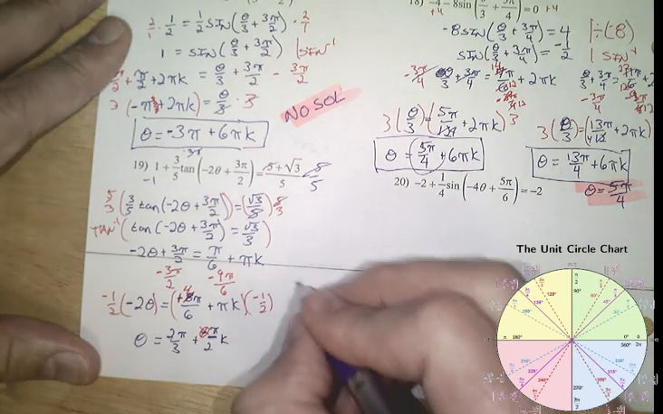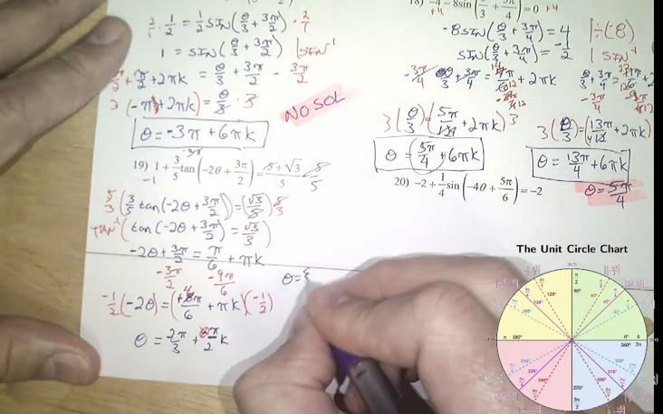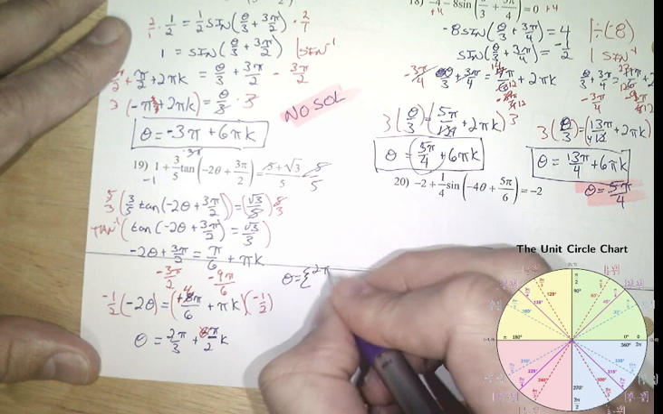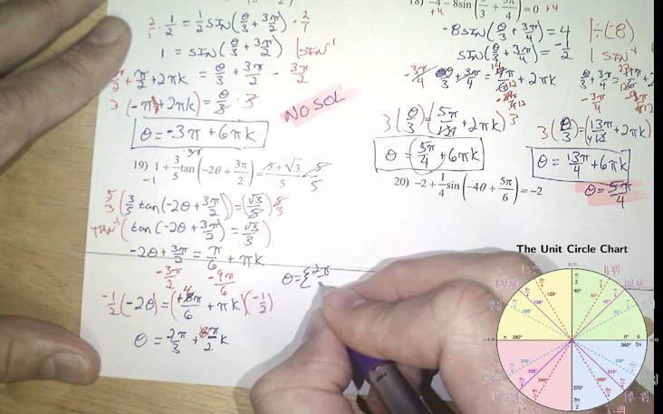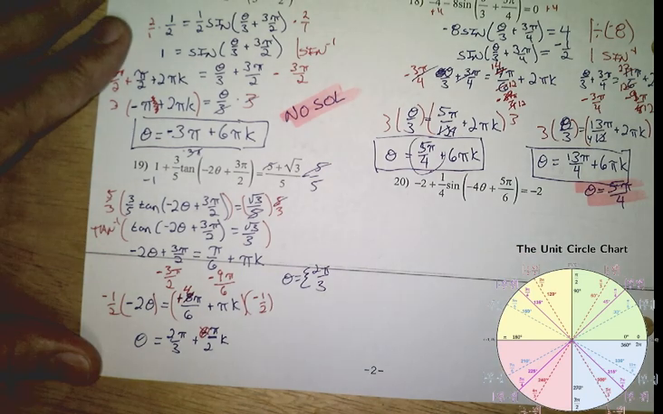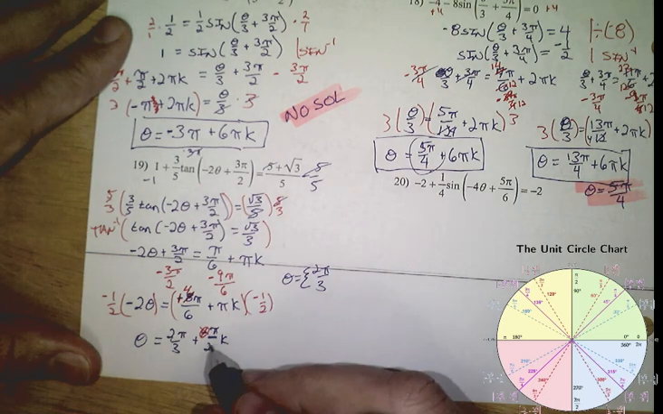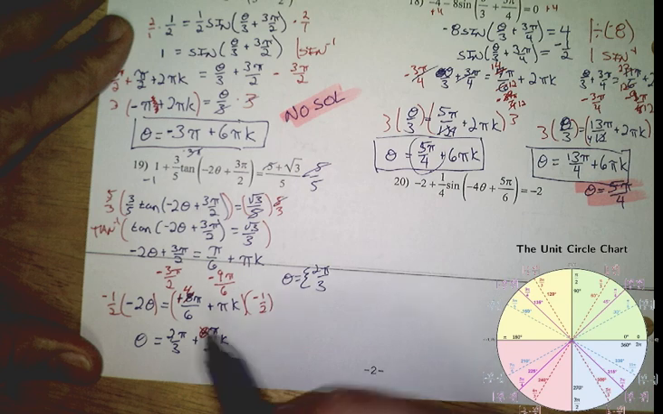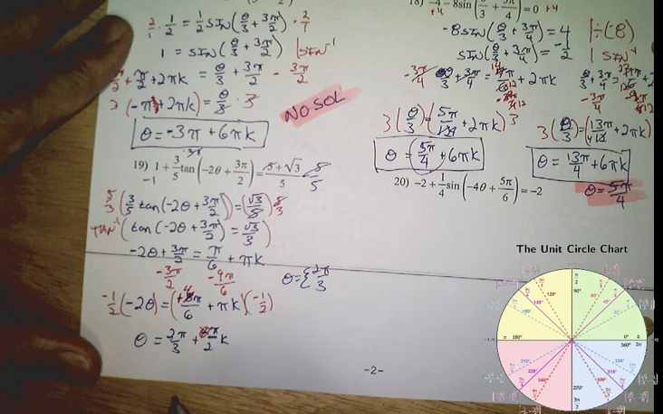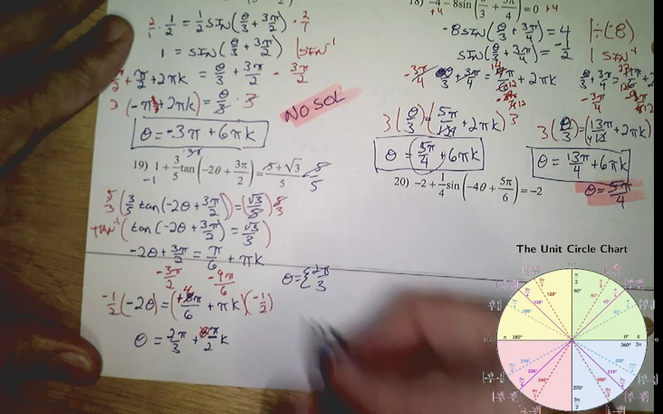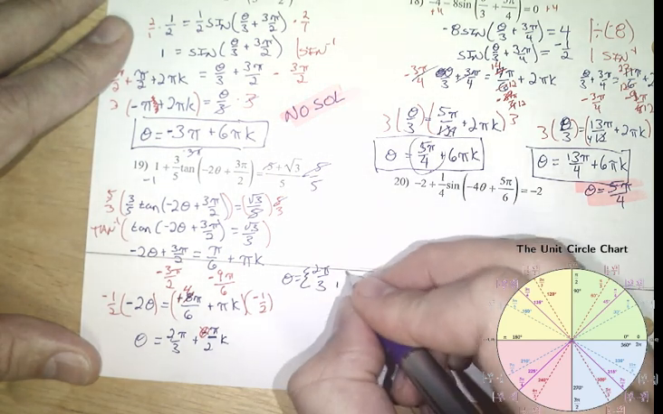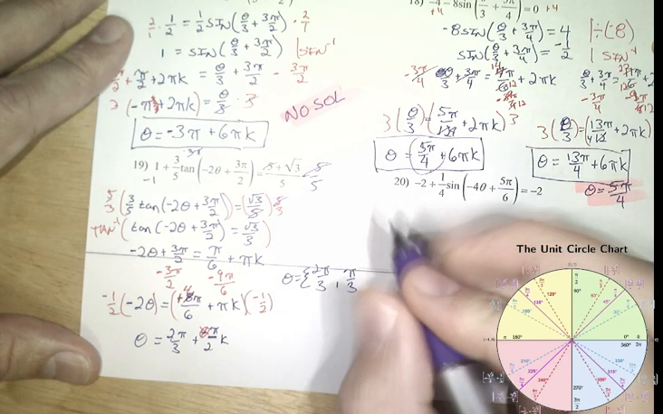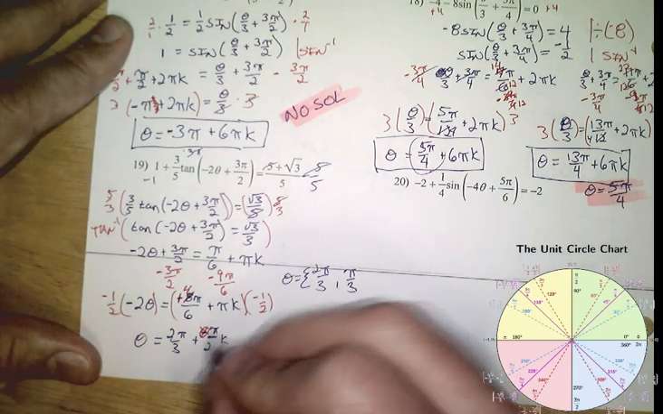2 pi over 3 is definitely on the interval, so we are going to write that one down: 2 pi over 3. This is one of the weird cases where it doesn't give us the smallest one. I can actually subtract half a pi from this. That's 4 pi over 6, so pi over 3 should also work.